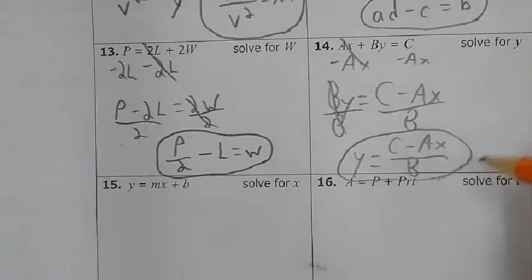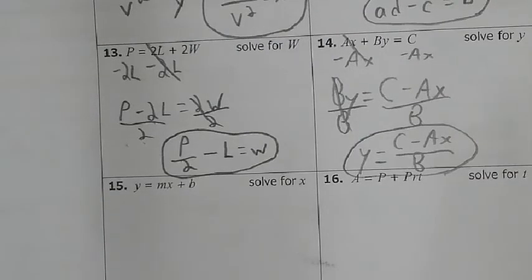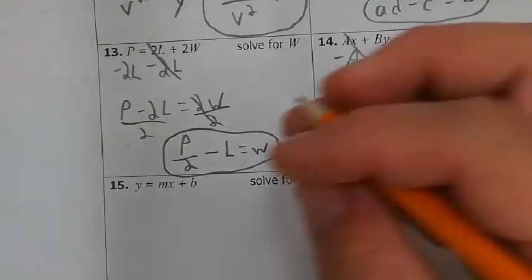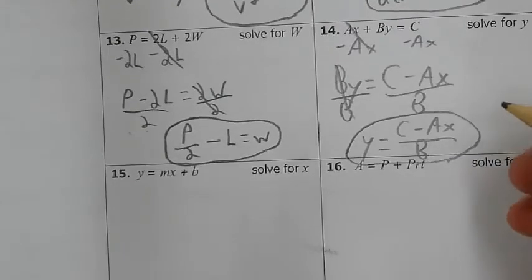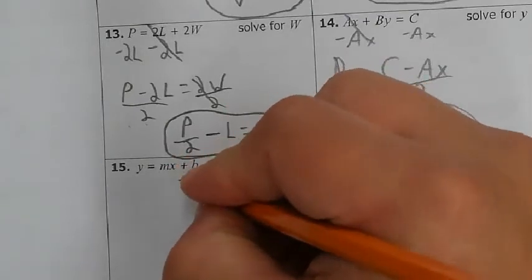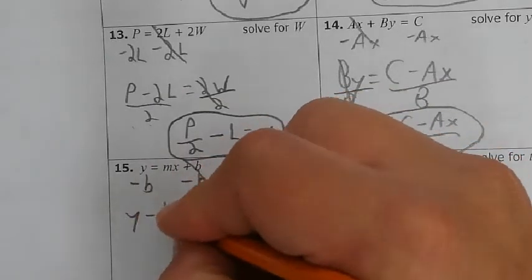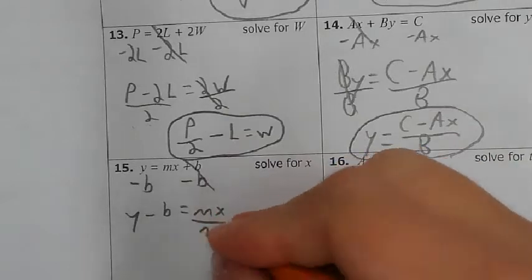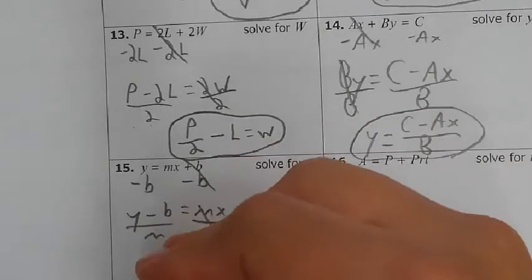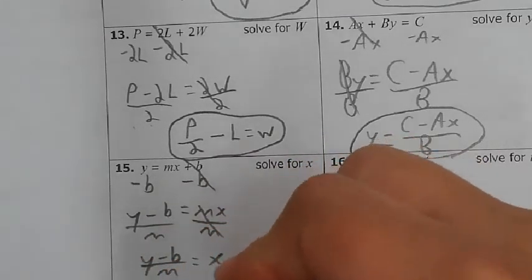All right. So on number 15, we're trying to get x by itself. So what are we first going to do? You have to subtract b from y. Yeah, minus b. Okay, and then it's going to be y minus b equals mx, and then divide by m to get the x by itself. So you just have y minus b over m equals x.